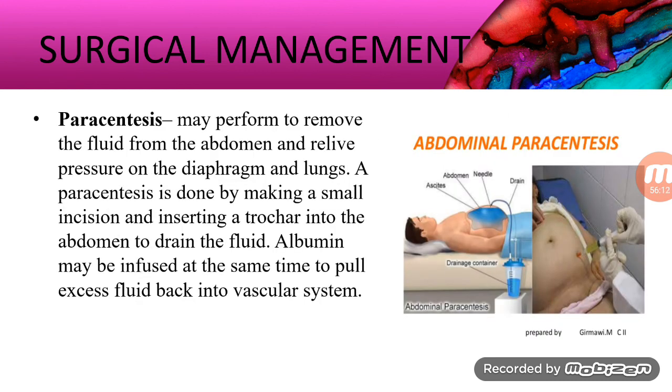Then next one is paracentesis. Paracentesis is removal of fluid from the peritoneal cavity, to remove the fluid from the abdomen and relieve pressure on the diaphragm and lungs. So why is paracentesis done? To reduce the ascites, to remove the accumulation of fluid in the peritoneal cavity so that the pressure on the diaphragm and the lungs can be relieved.